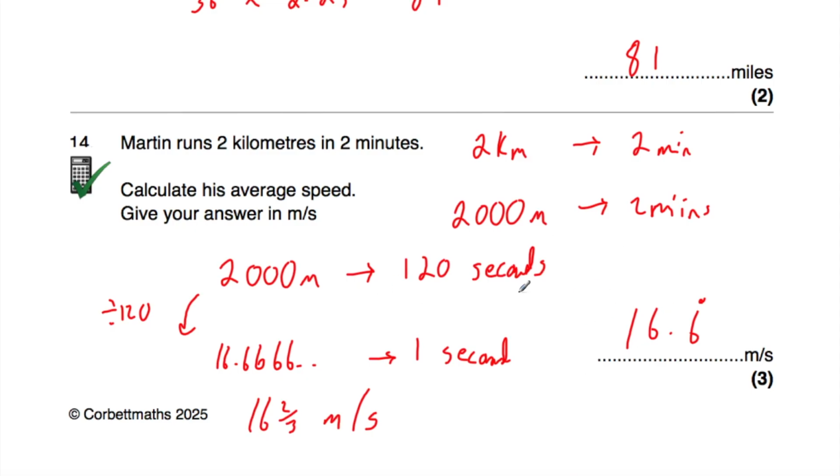Now, one thing I just want to note about this question is Martin's speed is 16.666 and so on meters per second. That means that if he was to do 100 meters, it would take him 6 seconds. So perhaps Martin, by the way, isn't a human. Perhaps he's a horse or a dog or something like that, something that's quite fast, a cheetah. I'm not too sure. But I just want to mention that that's a very fast speed.